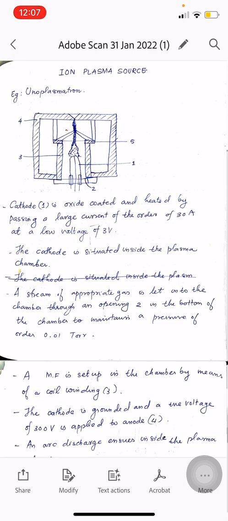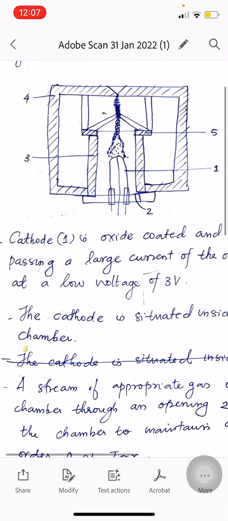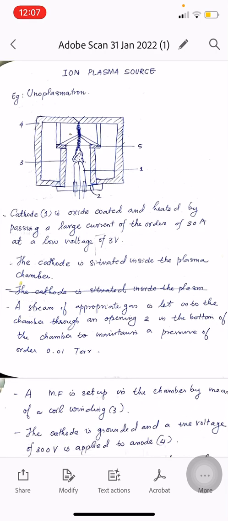In the figure, the first component is the cathode, which is denoted as 1. The cathode is oxide coated and heated by passing a large current of the order of 30 ampere at a low voltage of 3 volts. So we apply a voltage of 3 volt and a current of 30 ampere, and we heat the cathode, which is oxide coated. The cathode is situated inside the plasma chamber.